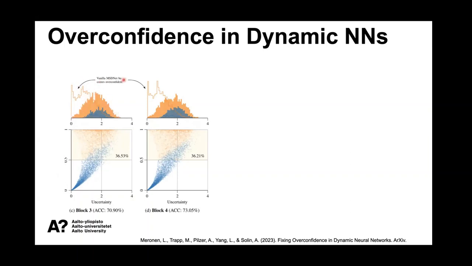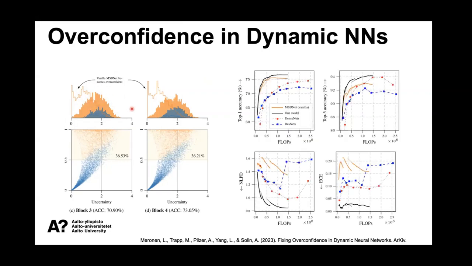And what you can see is basically that this vanilla model is very overconfident. So when it's very much to the left, we are very certain that those wrong predictions should be correct. So we are very confidently making wrong predictions. By simply incorporating some Bayesian priors, you end up with a model that ends up being less overconfident, and it has some nice properties.